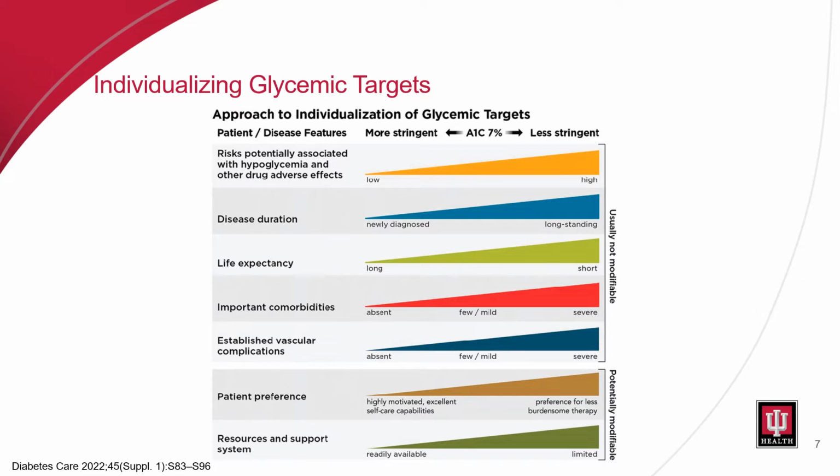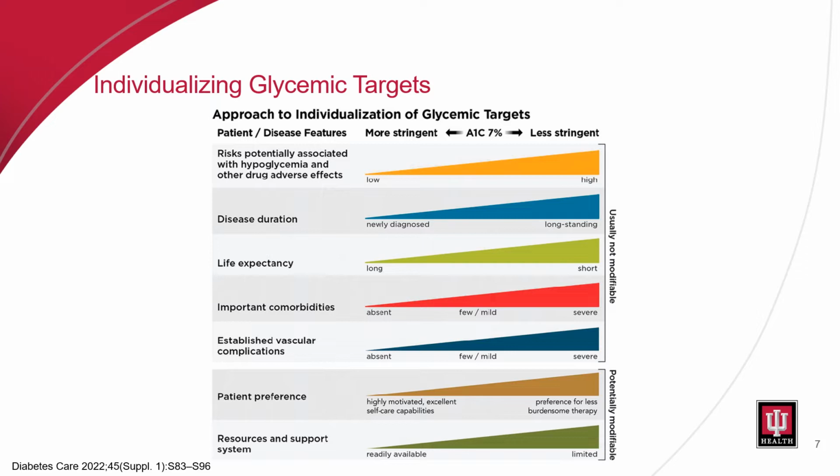I also really like this graphic that's within our American Diabetes Association Standards of Care for Diabetes Management in 2022, because it shows how we can individualize glycemic targets to meet our patient-specific needs. Some of the factors that we can individualize based on are modifiable, while some are not so modifiable.